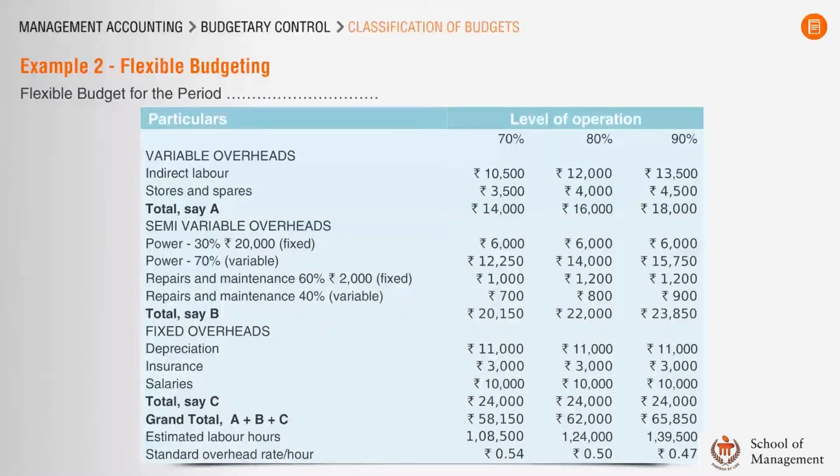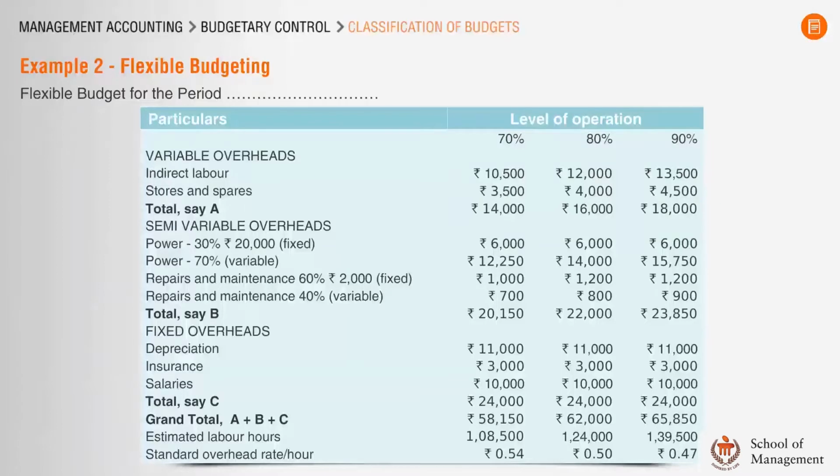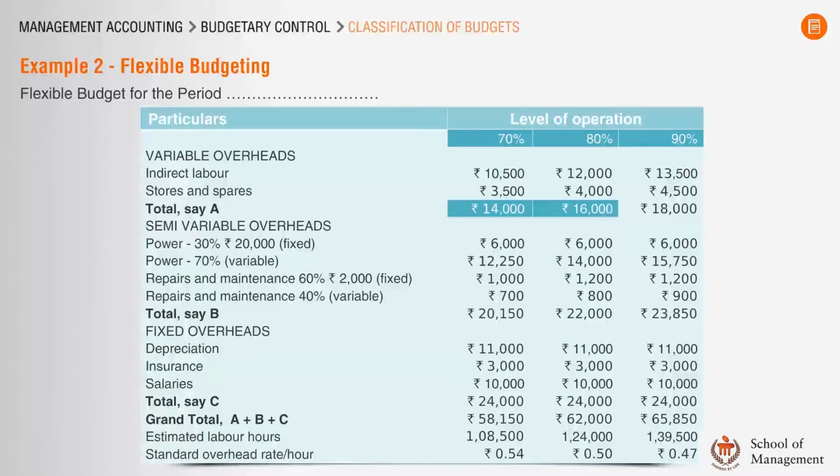To calculate these costs at 90% level of production, we need to divide both indirect labor and stores and spares cost incurred at 80% level by 80% and multiply by 90%. When we do that, we get indirect labor cost as 13,500 rupees and stores and spare cost as 4,500 rupees at 90% utilization or activity level. Now, total of variable costs for 70%, 80% and 90% level of production are therefore 14,000 rupees, 16,000 rupees and 18,000 rupees shown as A.